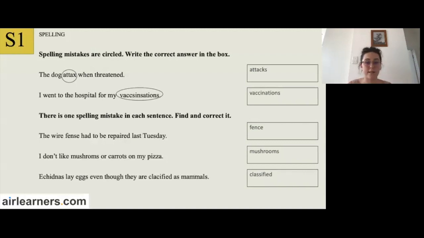So all your answers are in the box here. For the first one, you've got attacks. I hope you sounded that out. So again, although you can't talk in the NAPLAN room, you can kind of sound it out in your head. I'd really recommend practicing that when you don't know how to spell a word. Say it really slowly in your mind and sound it out. You can also do that for vaccinations. Again, it's difficult because they've added in an extra S, and S's and C's can be quite difficult to sort out.